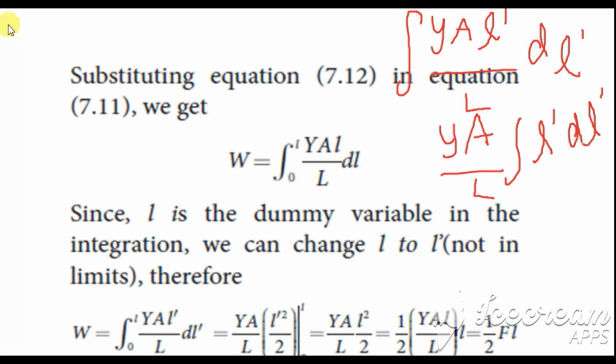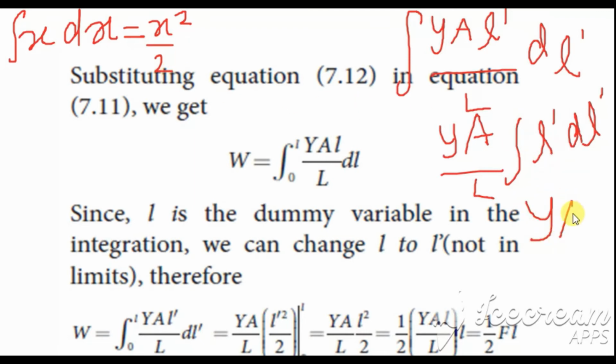What is the integration of x into dx? The formula is x square divided by 2. Same way, this can be written as l dash square divided by 2. So YA divided by L into l dash square divided by 2. And here we have the limit, so the limit is 0 to l.